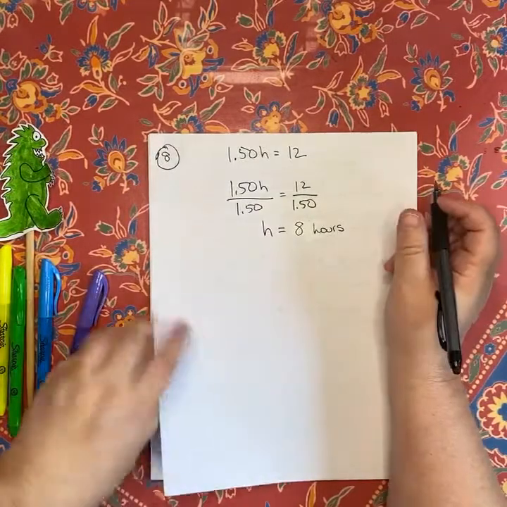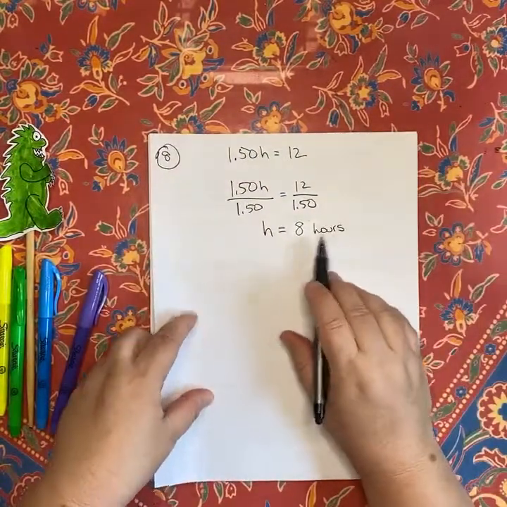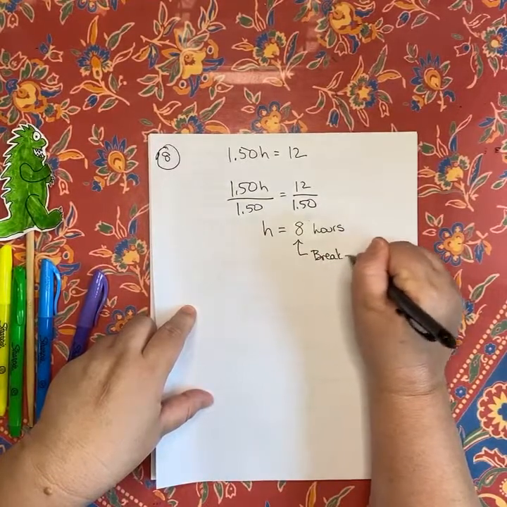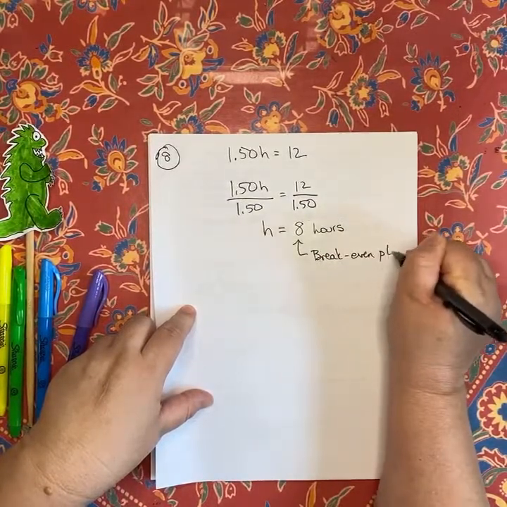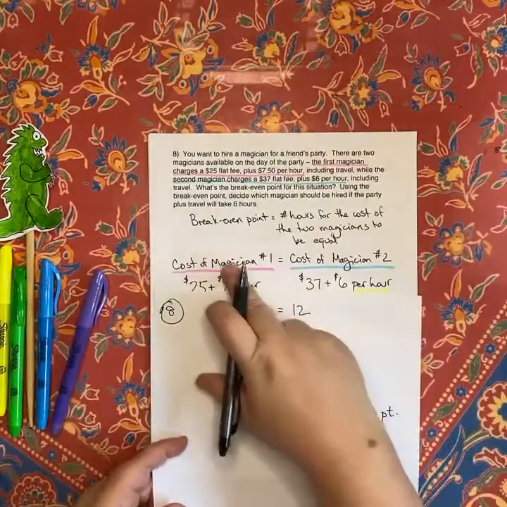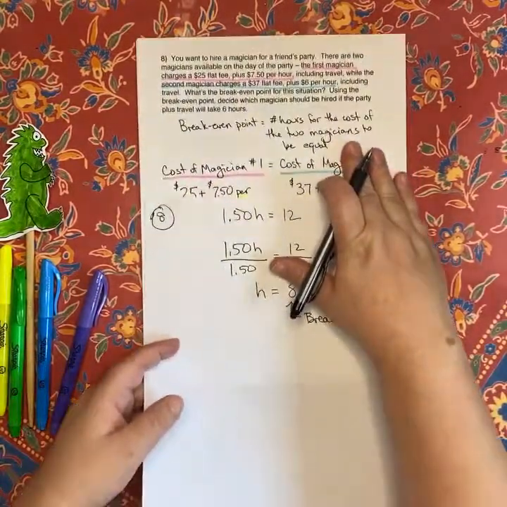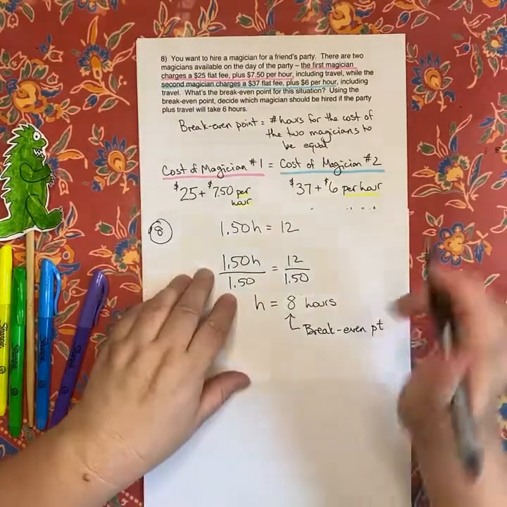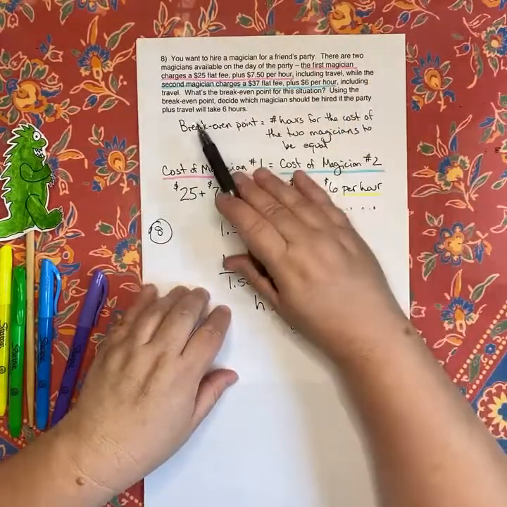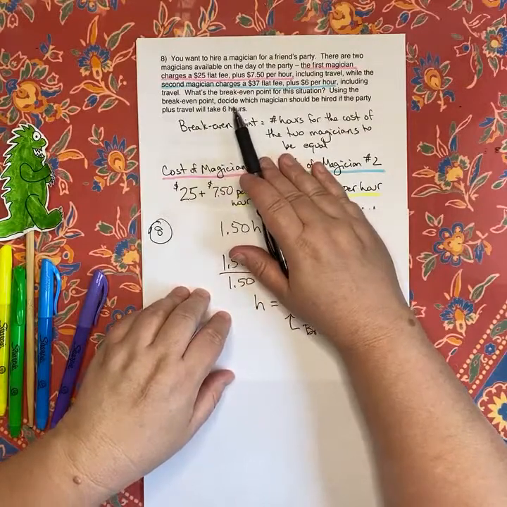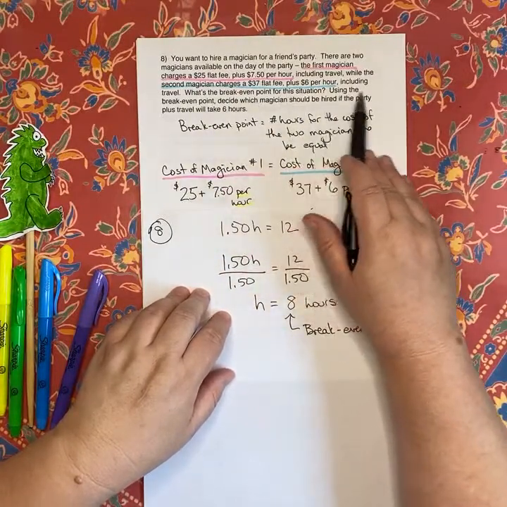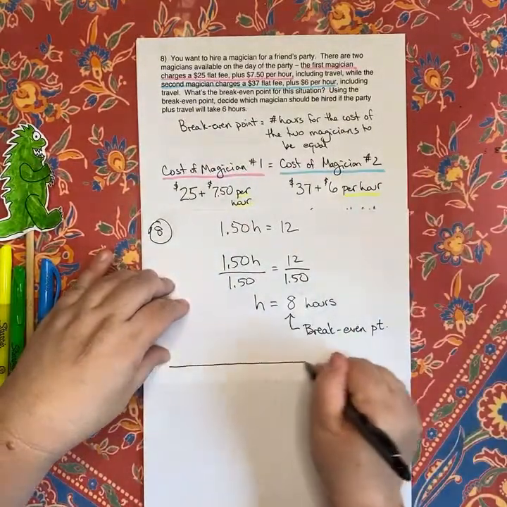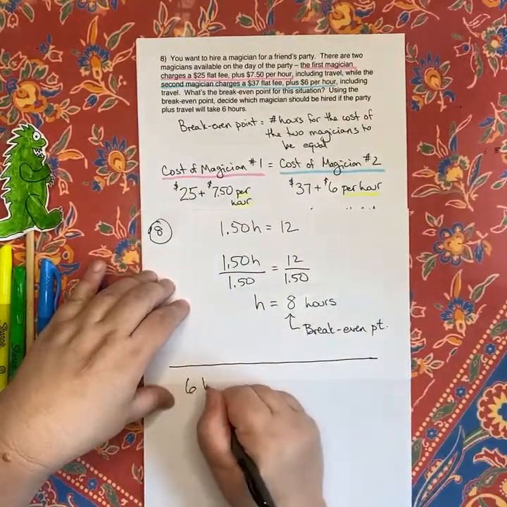Okay, so what does that mean? That means that at 8 hours, that's the break-even point. That's when the cost of each magician is the same. And now here's the thing. This problem said, using the break-even point, decide which magician should be hired if the party plus travel will take 6 hours. So 6 hours.